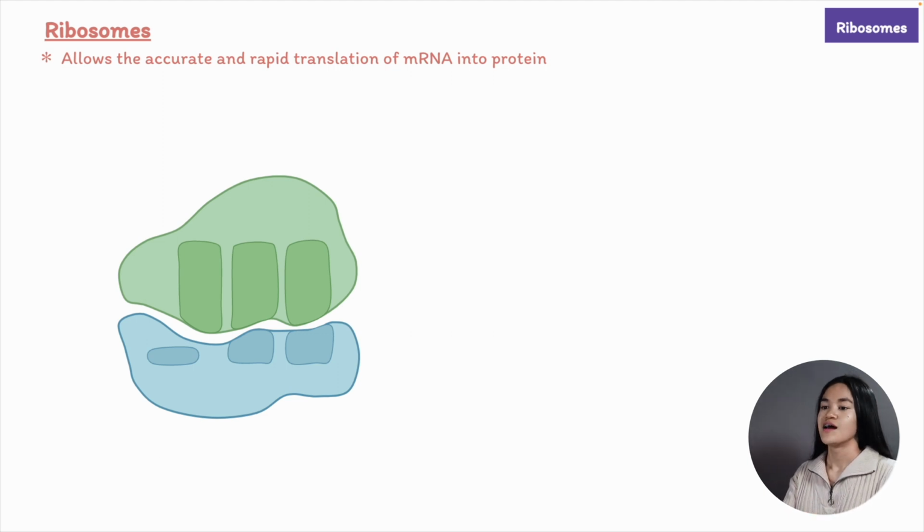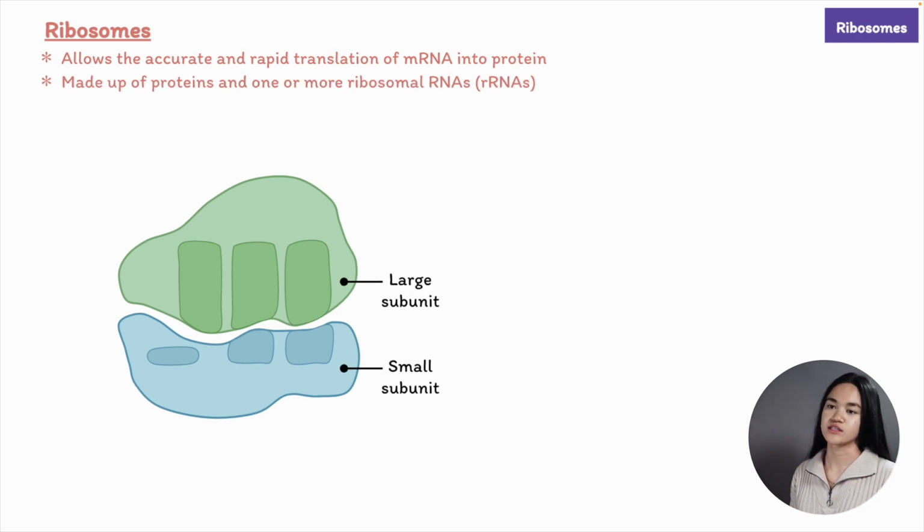Beautiful machines. A ribosome consists of a large subunit and a small subunit, each made up of proteins and one or more ribosomal RNAs, or rRNAs. So this is the large subunit and the small subunit. Eukaryotic and prokaryotic ribosomes are very similar in structure and function. In both bacteria and eukaryotes, a large subunit and a small subunit join to form a functional ribosome only when attached to an mRNA molecule.